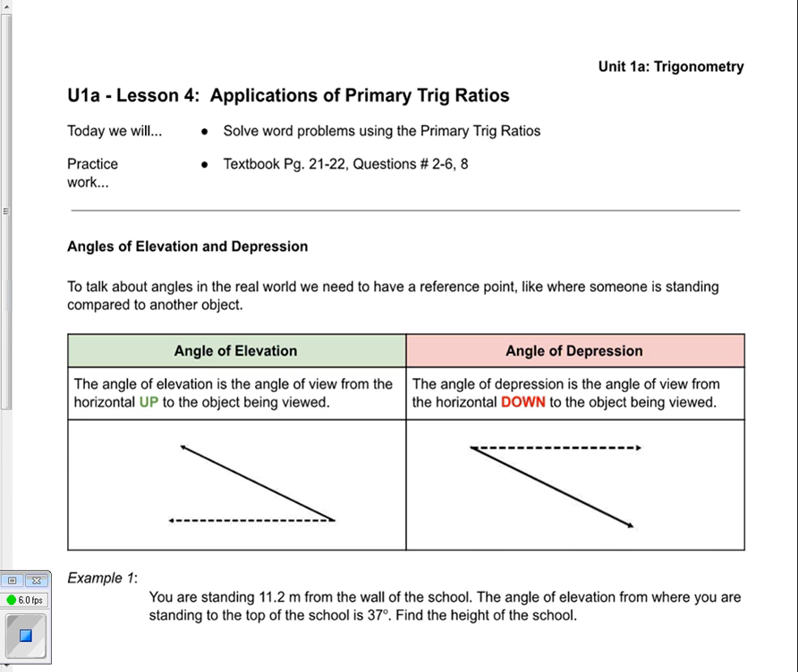Today we're going to look at solving applications of primary trig ratios. So we're looking at real life problems, and specifically we're going to be looking at using what we call the angles of elevation and the angles of depression in order to solve those things.